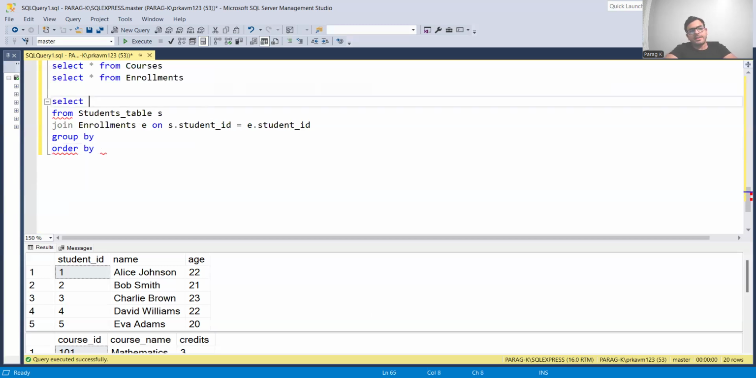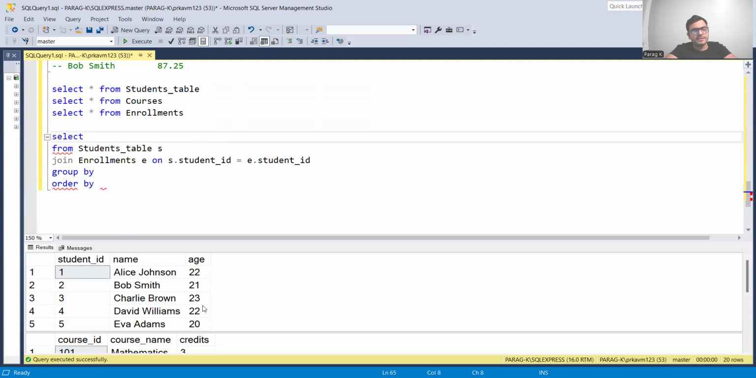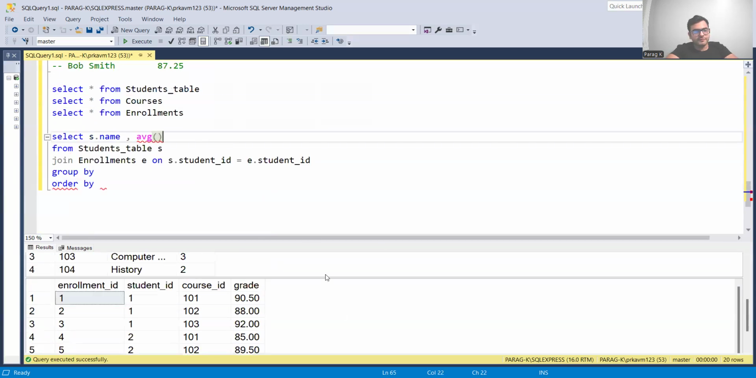So let me go ahead. What do we need here? The first thing we need is the name, S dot name, right? And what do we need next? We need an average of something, average of grade, as average grade. Is it right? I think so. It looks pretty all right to me.